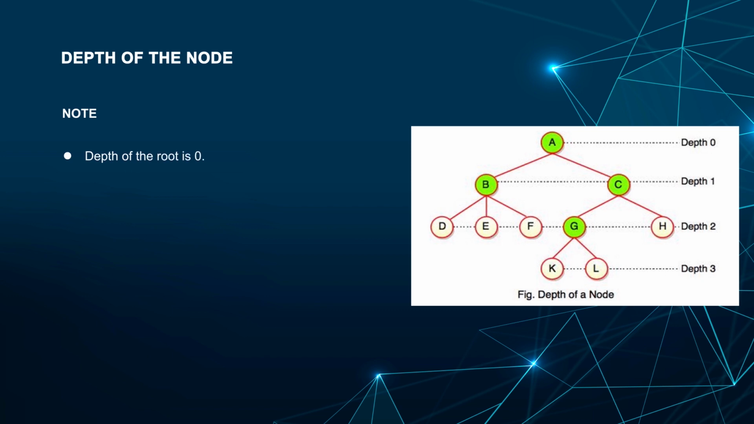So if we are talking about any node like G, G has a depth of 2. Why? G is a successor of C and C is a successor of A, and A is the root node, which has a depth of 0. That is why the depth of A is 0, the depth of G is 2, the depth of C is 1, the depth of B is 1. Like that, we can easily understand the depth of any node.